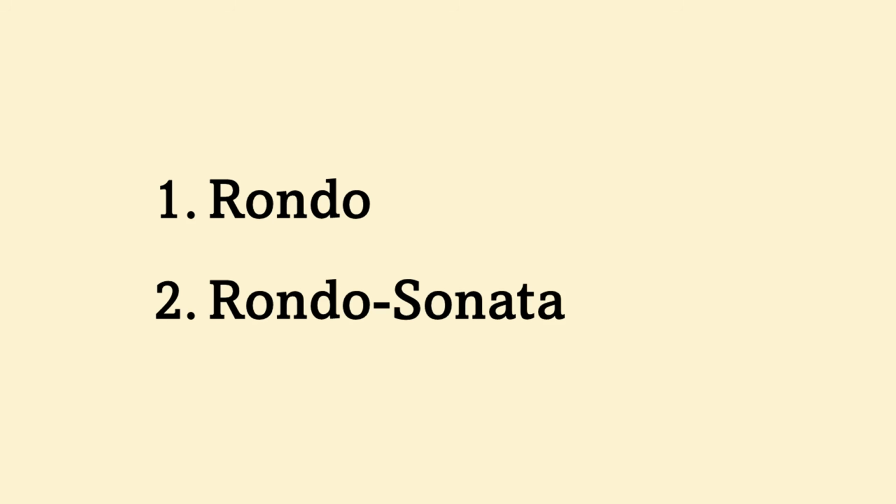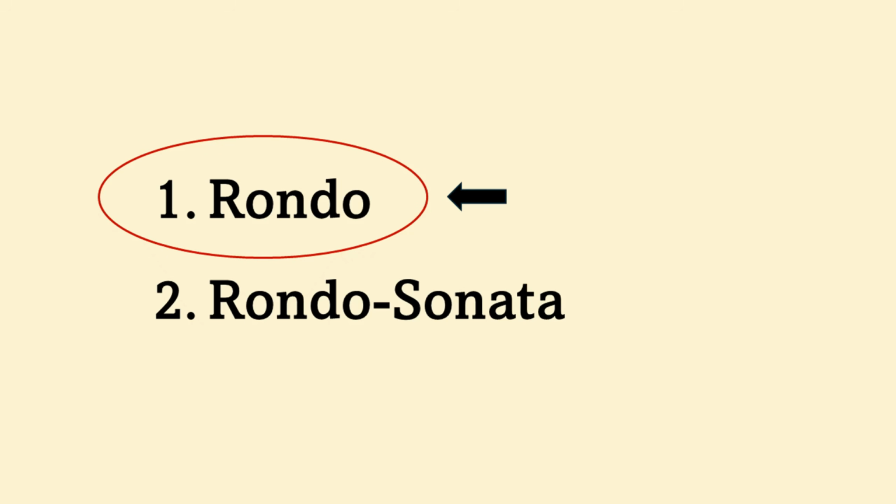The rondo sonata type, on the other hand, was a more sophisticated version of the rondo, usually reserved for the final movement of piano sonatas, chamber music and concertos. For simplicity's sake, we'll leave the rondo sonata out for now, but I might bring that topic back some other time if you want.